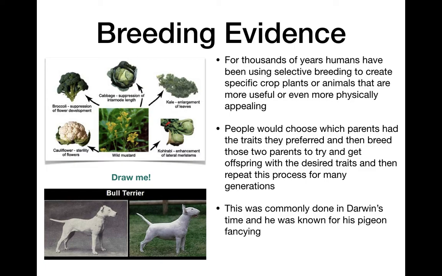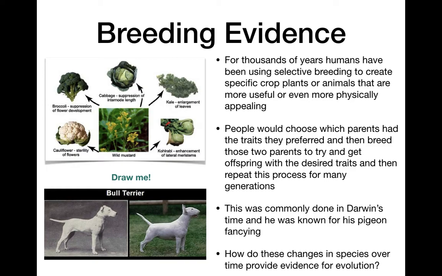This happened long before Darwin and during his time. Actually, a common hobby for rich and middle class people in Darwin's time was called pigeon fancying. I'll show you that next. He would breed pigeons to have very specific kinds of feather patterns and traits that they found to be particularly attractive. So why is this evidence for evolution?